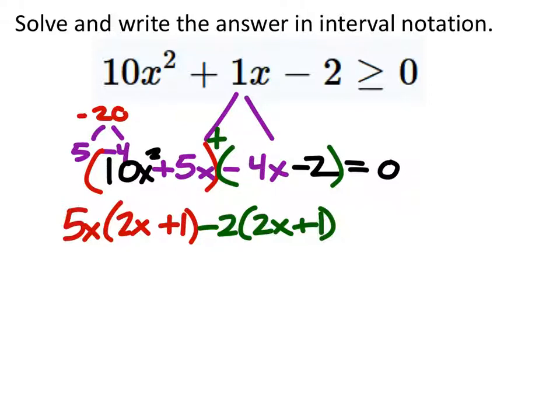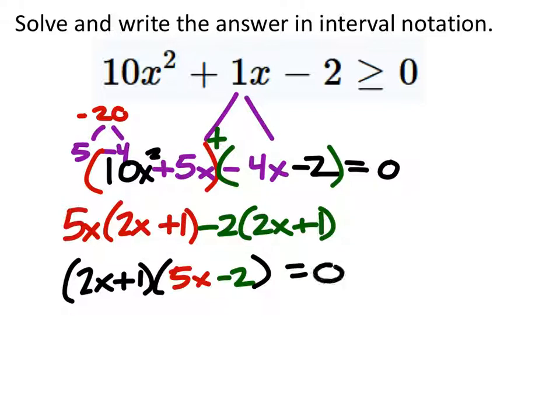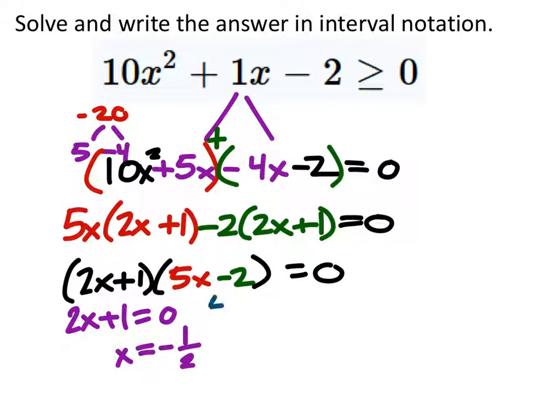And if I continue to factor that, I could factor out a 2x plus 1 from both terms, which would leave me with the 5x minus 2. And yeah, that does equal 0. So this means that if I can make 2x plus 1 equal 0, that would be true. And skipping a few steps, we get x equals negative 1/2. And the other one, 5x minus 2, if we could get that to equal 0, that would give us a true statement. And again, skipping a few steps, we get x is 2/5.